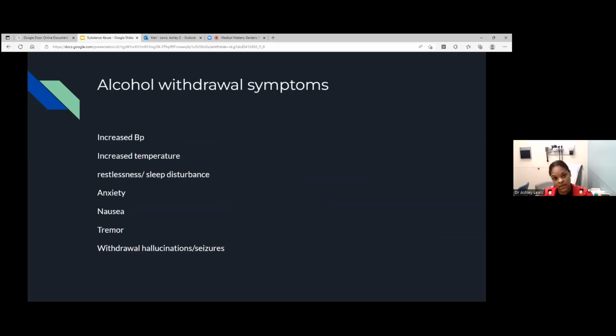So when you're talking about alcohol withdrawal symptoms, some of the things that you can see are increased blood pressure, increased temperature, restlessness, and sleep disturbance. You can have some anxiety, nausea, some tremor, as well as withdrawal hallucinations. It can be auditory, visual, or tactile, as well as alcohol withdrawal seizures.